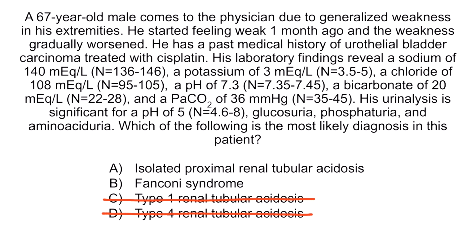So again, the correct answer is B, Fanconi syndrome. And that concludes our lecture on renal tubular acidosis.